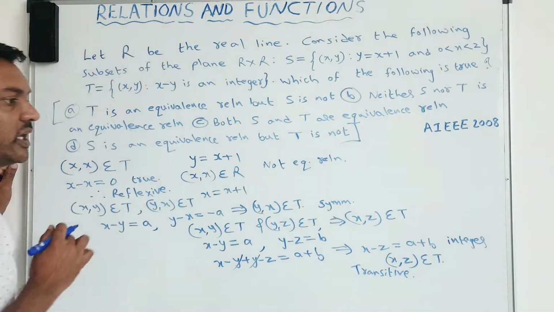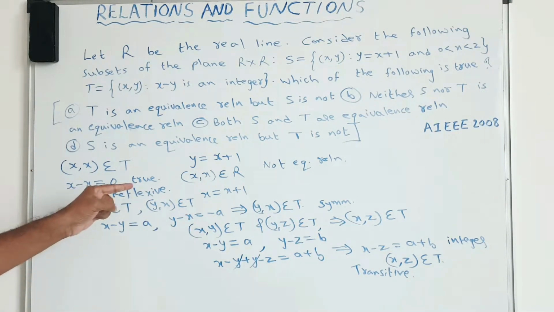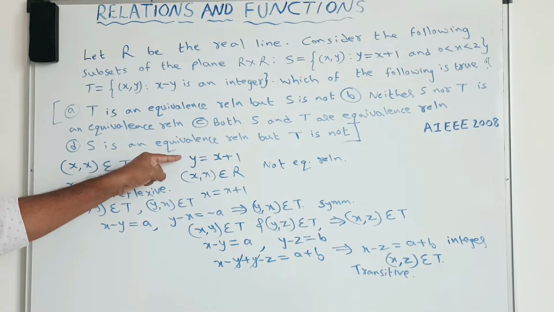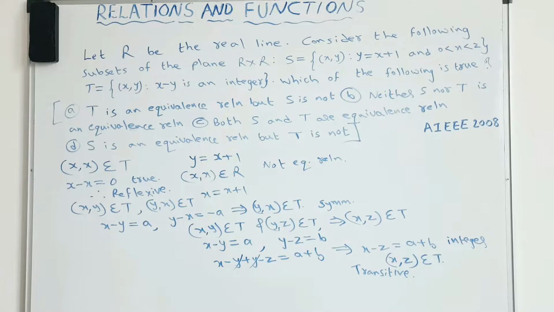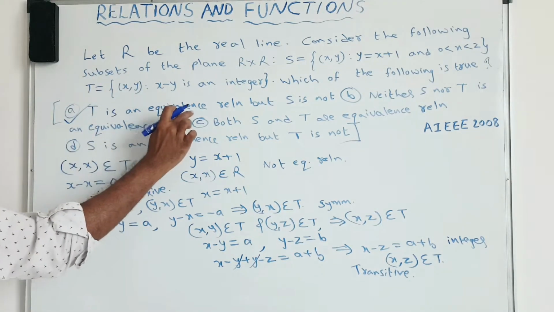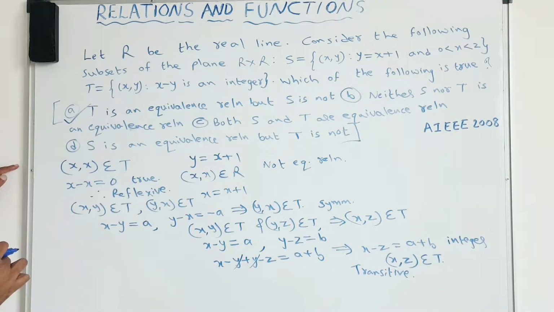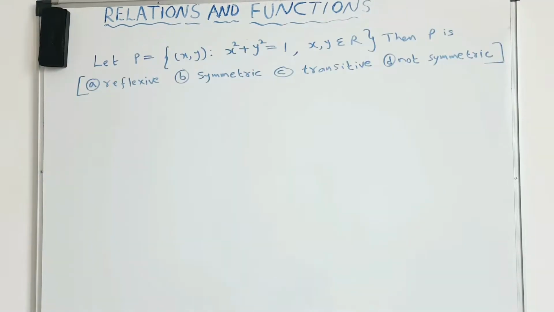Since we proved T is reflexive, symmetric and transitive, you can say T is an equivalence relation. At the same time, we got S is not an equivalence relation. So our option A is the correct answer. T is an equivalence relation, but S is not an equivalence relation. Now we will proceed to another MCQ question.